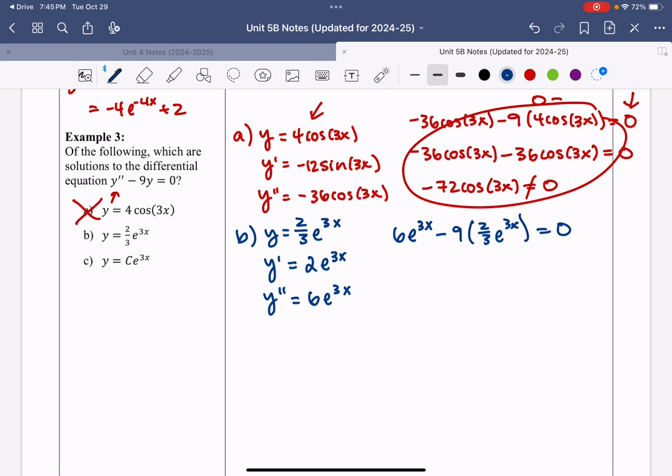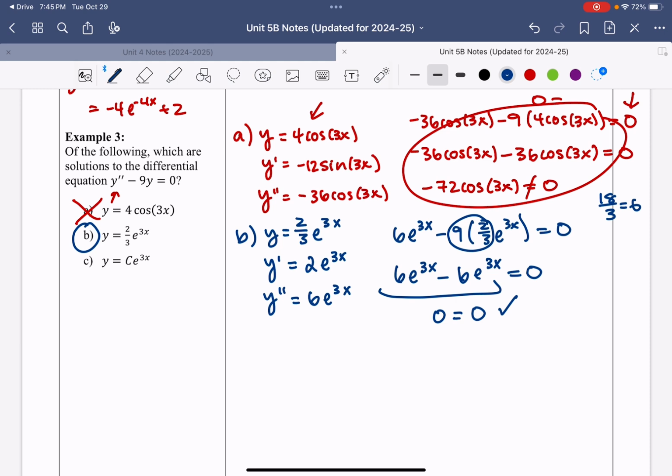Okay, so if I multiply 9 times 2/3, that's going to give me 18/3, which is equal to 6. So I'm going to have 6 e to the 3x minus 6 e to the 3x equal to 0. And look what happens. Those do combine to be 0. So 0 is equal to 0. So this is a solution to the differential equation.